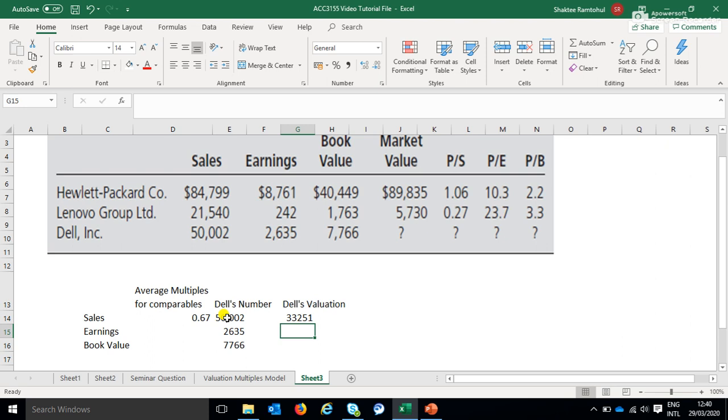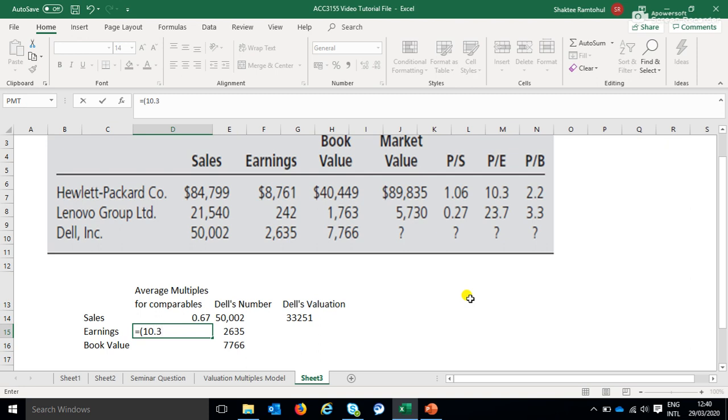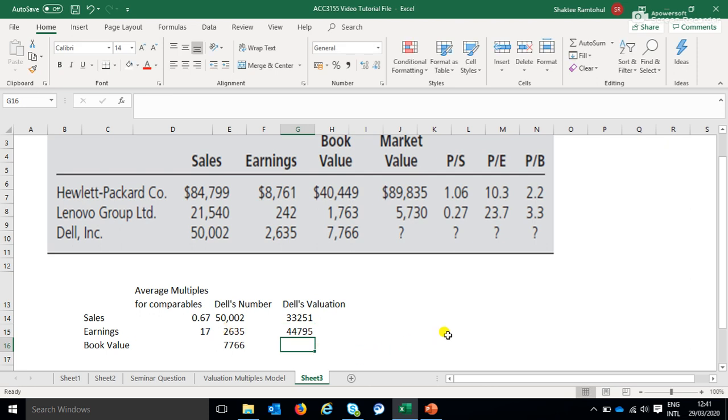Now remember, the deal is we want to be as accurate as possible. So this is not the end. We're not done here. So we're going to use the price to earnings ratio. Again, I'm going to do the same thing. We know the price to earnings for Hewlett-Packard is 10.3. For Lenovo it is 23.7. And then we divide by 2, and that gives us 17. And I'm going to take this figure and multiply by this figure here. Again, you see we get some sort of valuation, and that's fine.